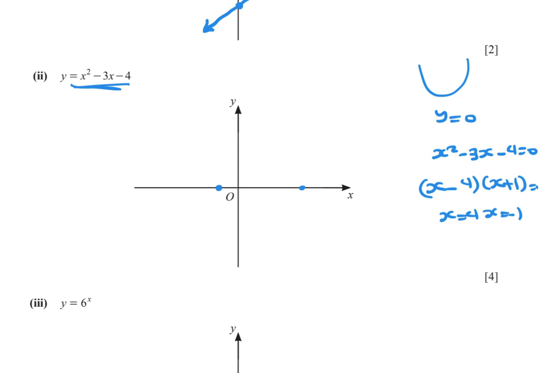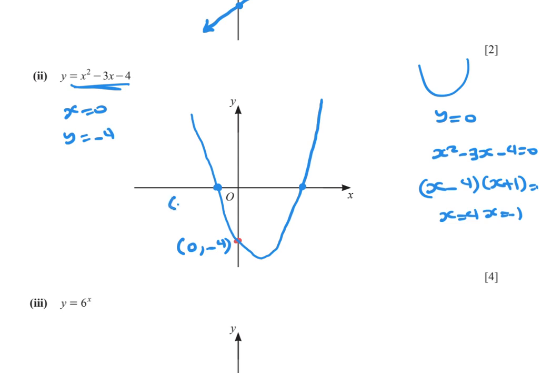Now to find the intersection with the y-axis, put x equals 0. If you put x equals 0, then y equals negative 4. So this is the intersection with the y-axis. Now draw. So this is the graph for the quadratic function. This point is 0, negative 4, and that one negative 1, 0, this one 4 and 0.